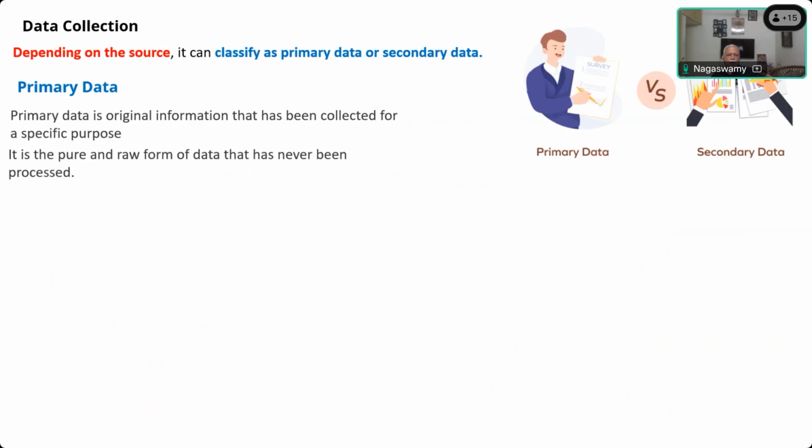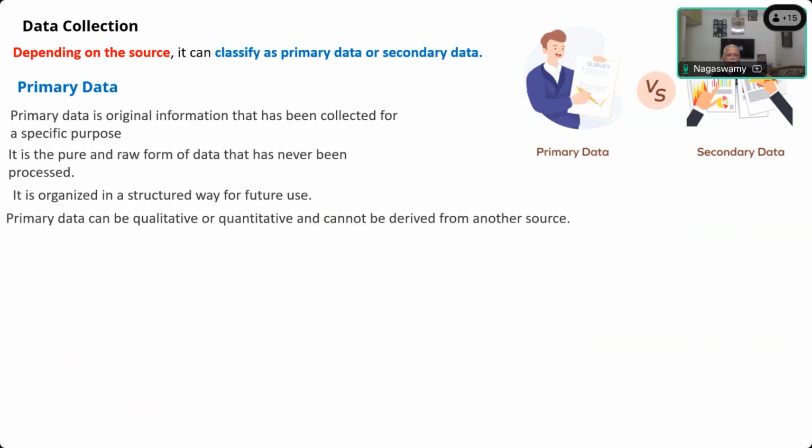And it is a pure and raw form of data that has never been processed. And it is organized in such a structured way for future use. Primary data can be qualitative or quantitative and cannot be derived from another source. So this is the first-time collection of data. An example of primary data is the census which you take. Supposing you try to assess how much of the population is there in an area and you collect all the details, that census becomes the primary data.